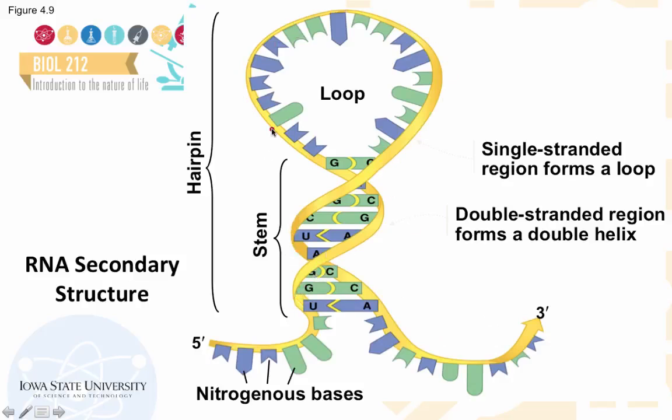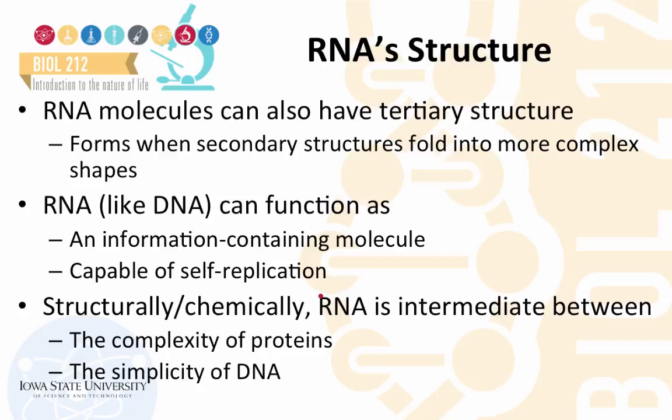It's a single-stranded molecule that forms a loop, resulting in the formation of hydrogen bonds between complementary bases on antiparallel segments of this loop. In addition to a secondary structure, RNA molecules can also have a tertiary structure when the secondary structures fold into more complex shapes. Just like DNA, RNA can store information and is capable of self-replication. Structurally and chemically, RNA is intermediate between the complexity possessed by proteins and the simplicity of DNA.